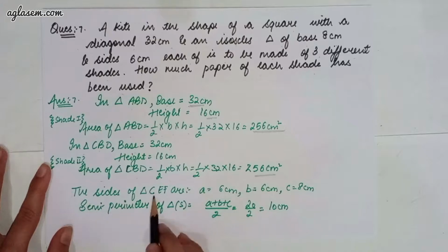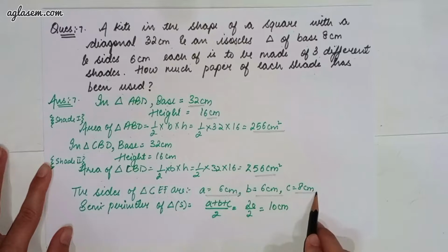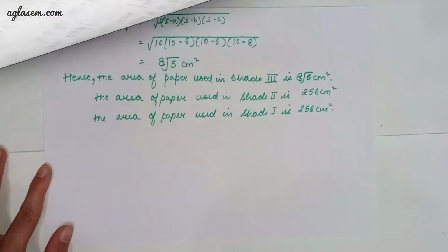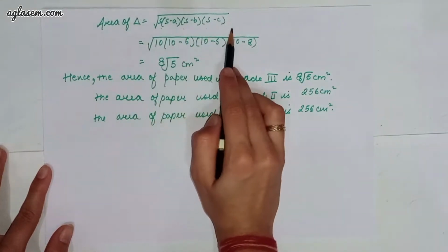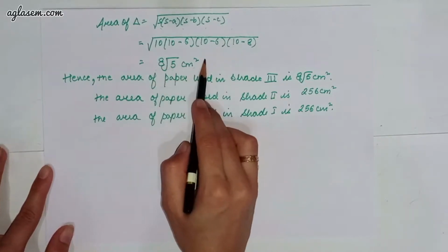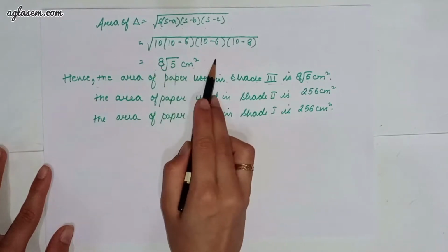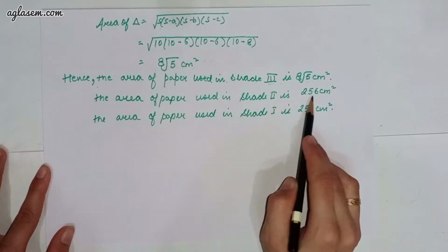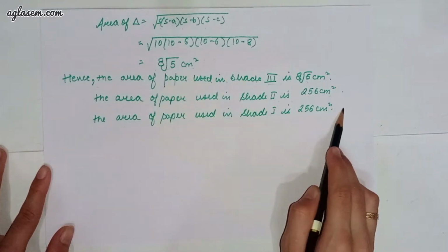So the sides of triangle CEF are A 6 centimeter, B 6 centimeter and C 8 centimeter. With this we can find the semi-perimeter of the triangle, that is A plus B plus C divided by 2, which will give you 10 centimeter. Further, the area of the triangle, that is root S into S minus A, S minus B, S minus C, will give you 8 root 5 centimeter square. Hence the area of paper used in shade 3 is 8 root 5 centimeter square, the area of paper used in shade 2 is 256 centimeter square, and the area of paper used in shade 1 is 256 centimeter square.